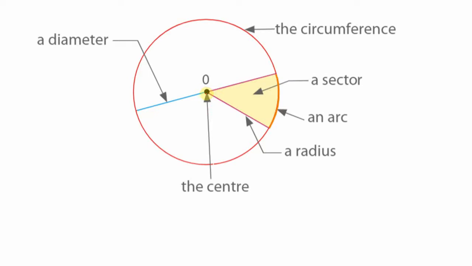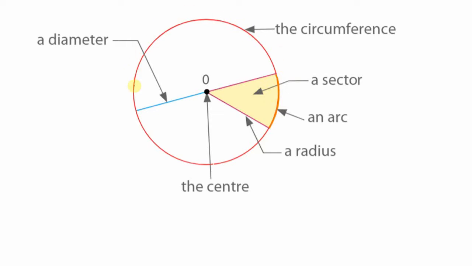We know at the center we have the midpoint. Then we have the radius. It's from the midpoint to what we call the arc. The arc is like the boundary of the circle. So the arc usually connects two radii. Then if you look at the area between the two radii and the arc, we refer to that as the sector.